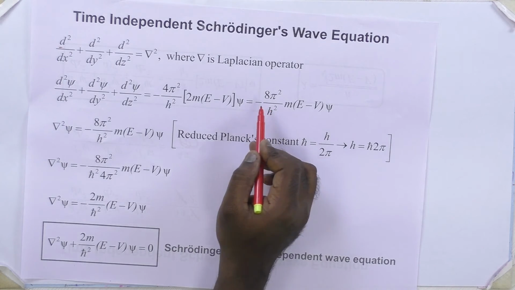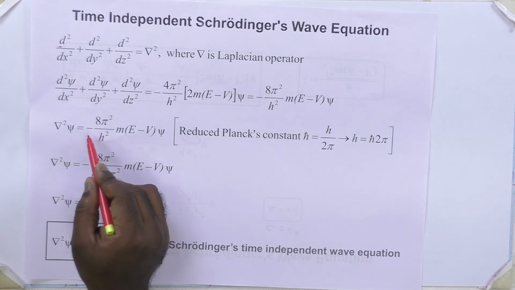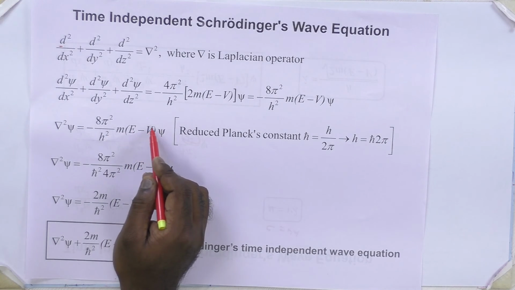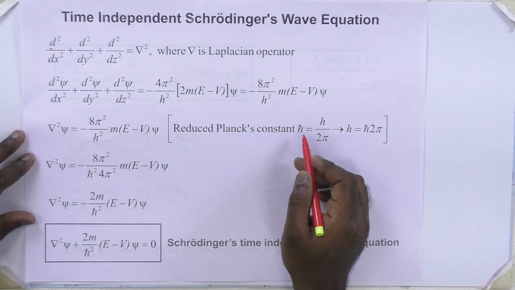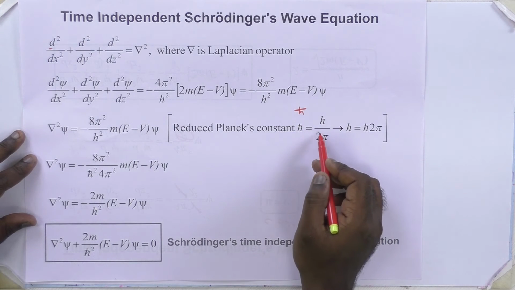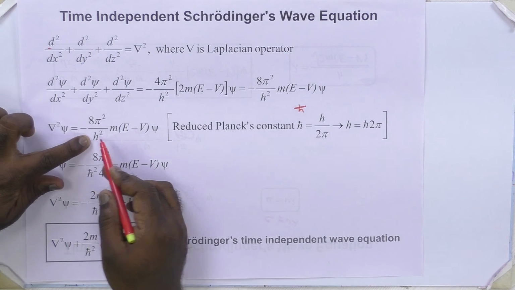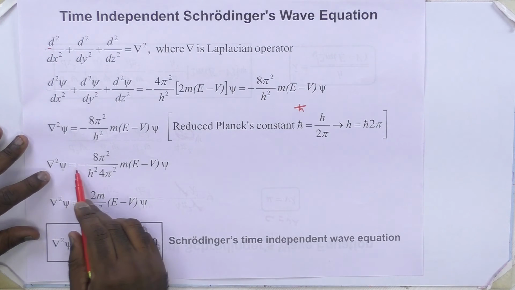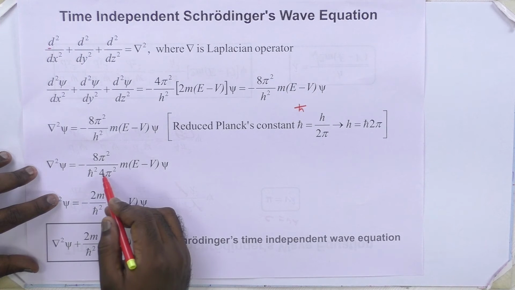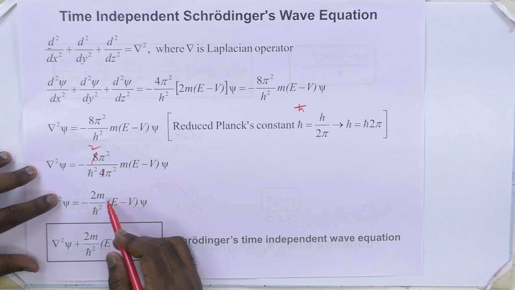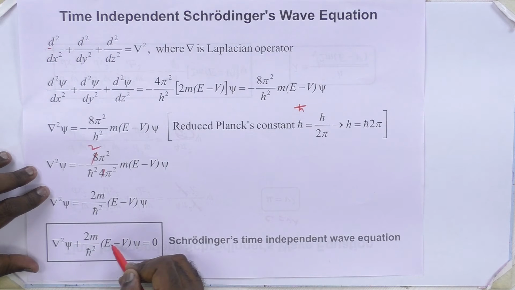Simplifying, we substitute del squared instead of the second derivatives. For this we get del squared psi is equal to minus 8 pi² m by h² into (E minus V) psi. Here we introduce another term, the reduced Planck's constant, h bar, equal to h by 2 pi. This means h is equal to h bar into 2 pi, so h squared is h bar squared into 4 pi². So del squared psi is equal to minus 2m by h bar squared into (E minus V) psi. Finally we get del squared psi plus 2m by h bar squared (E minus V) psi is equal to 0.